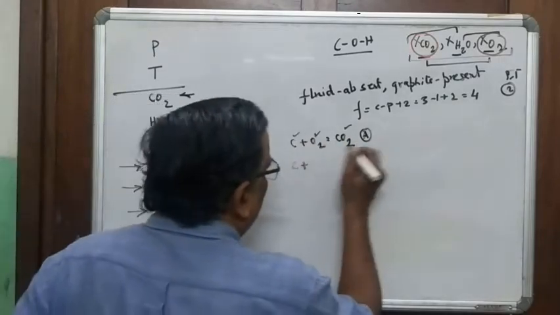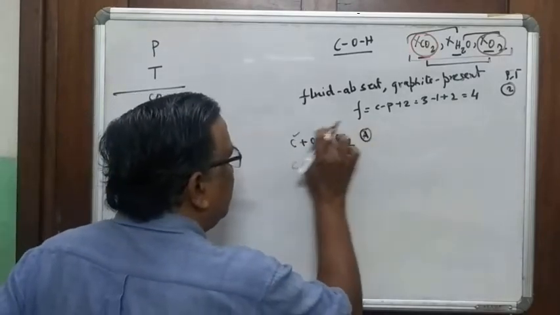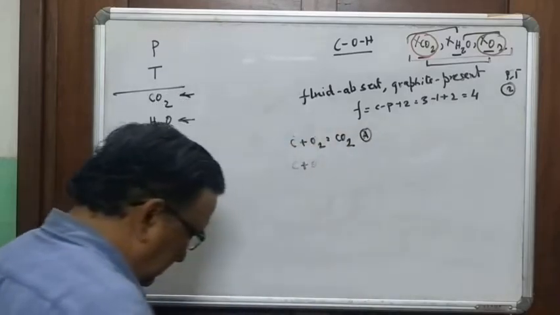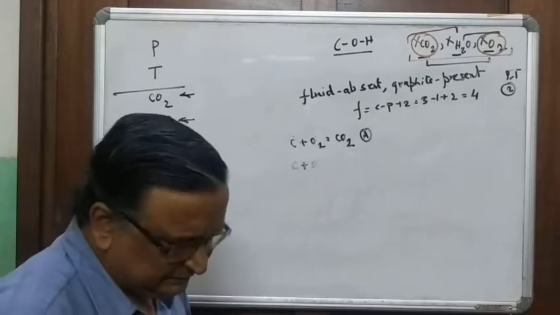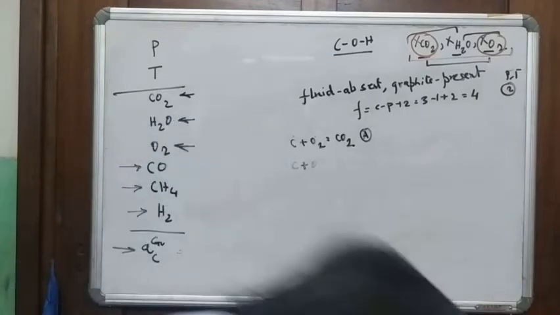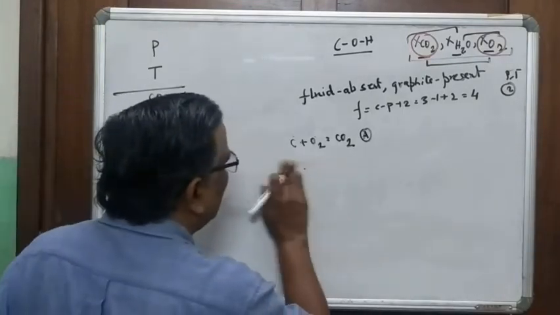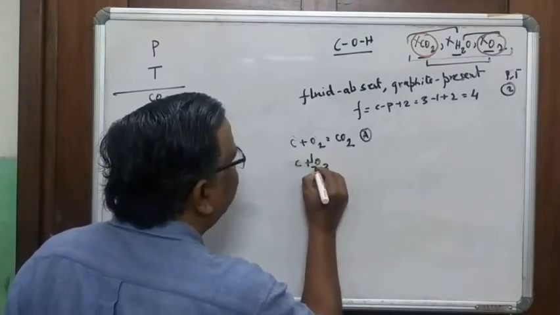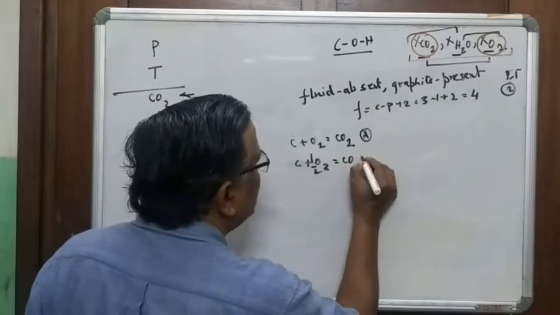We just wrote this expression. We have not used it because all 3 parameters are known. Now, C plus O2 half is equal to CO.